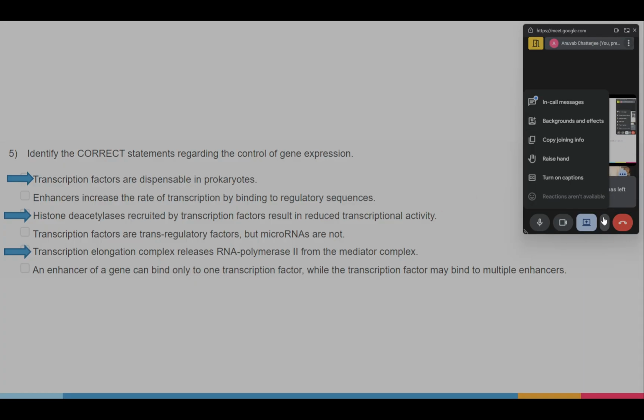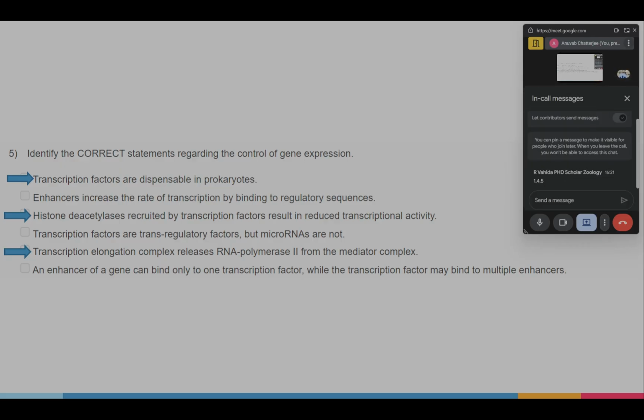Okay, so the particular message that we got was that options 1, 4 and 5 are correct. So 1 is correct, that is true. 4, transcription factors are transregulatory elements, but microRNAs are not. When we were going through a previous question, I explained what a cis and a transregulatory element are. Cis regulatory elements are DNA sequences present really close to the gene of interest and are tightly linked to it.